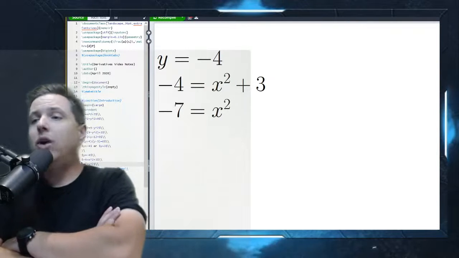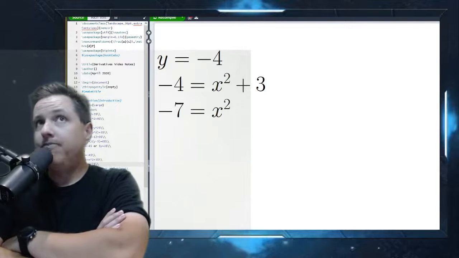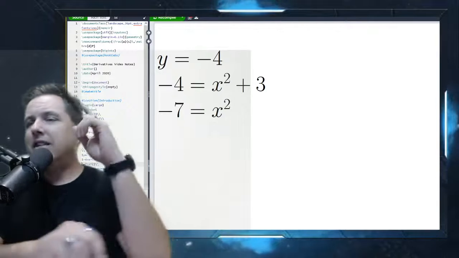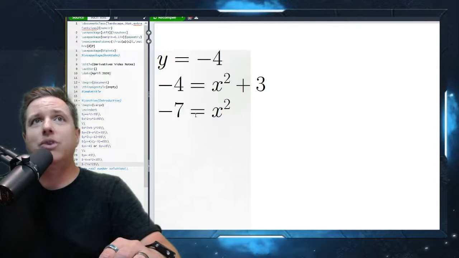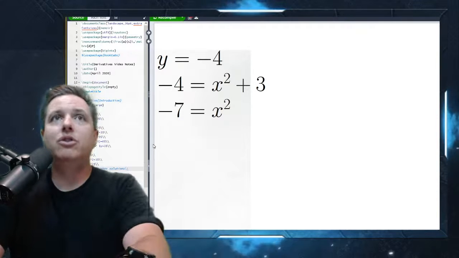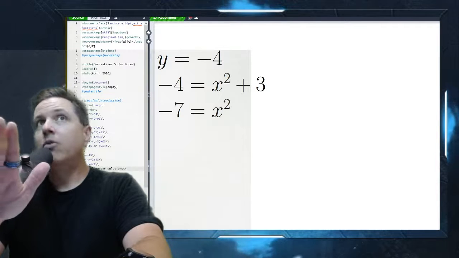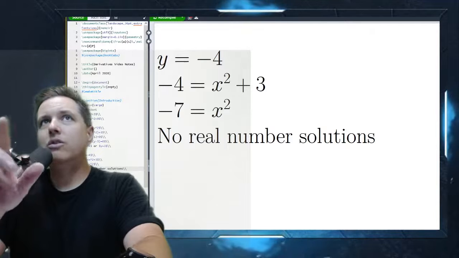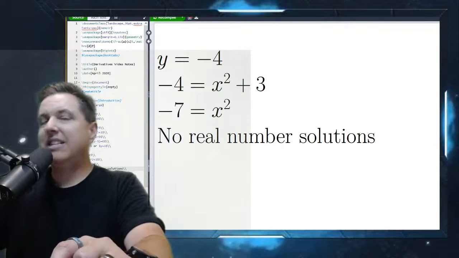In this case, we are dealing with real valued solutions. So the fact that x squared is equal to negative 7 tells us that this is going to lead to a no real solution scenario, because we're not going to get any real solutions here. So that is kind of a dead end where y was equal to negative 4. That's not going to lead us to a solution. So we see what happens when y equals negative 4. It doesn't lead us to anything.